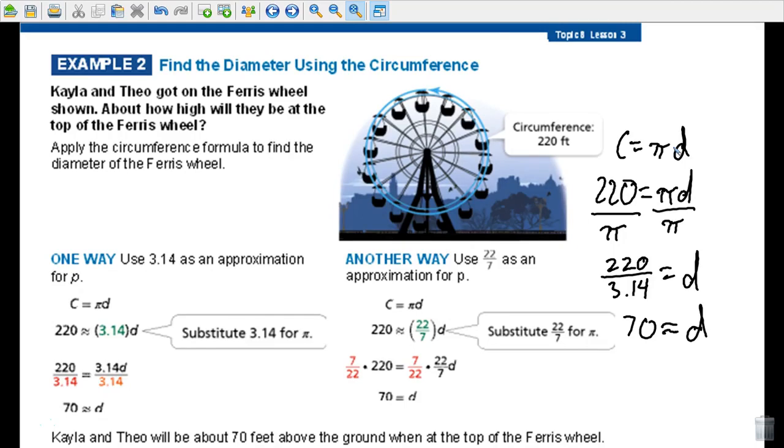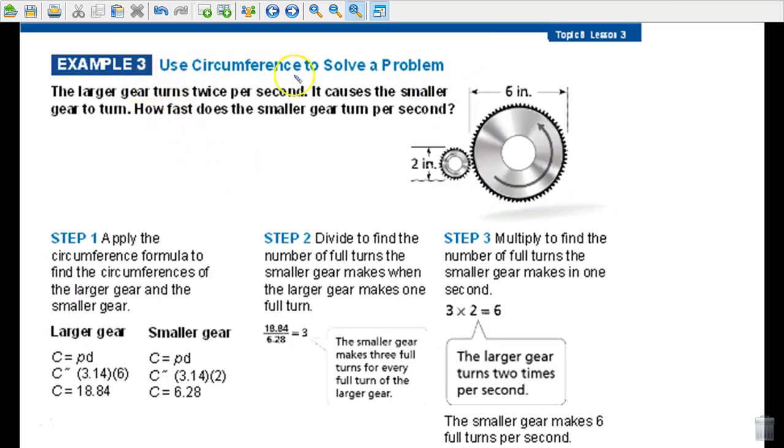Let's move on to example 3. Example 3, use circumference to solve a problem. The larger gear turns twice per second. It causes the smaller gear to turn. How fast does the smaller gear turn per second? So you have to find the circumference of both gears. It tells you it is 2 inches for the diameter for the small one and 6 inches diameter for the bigger gear.